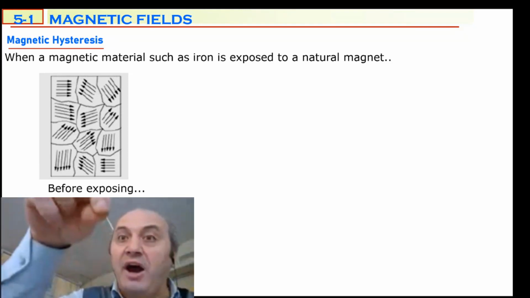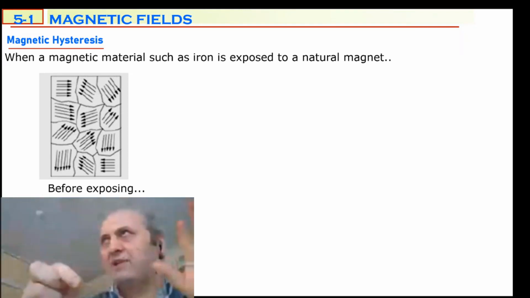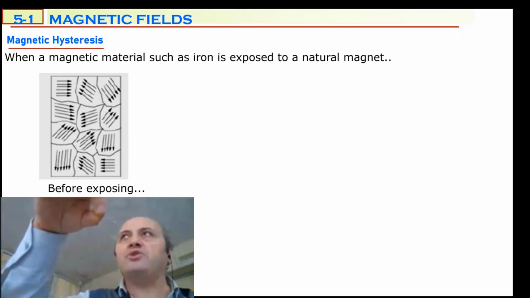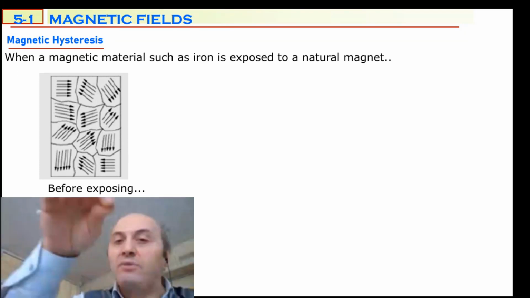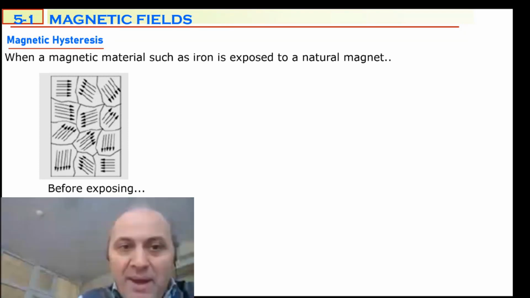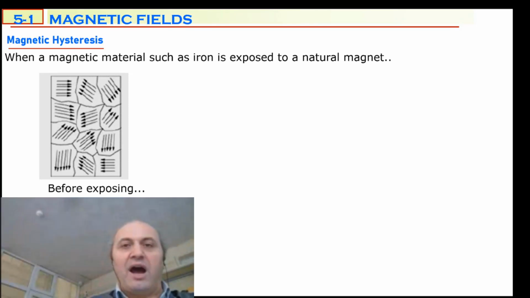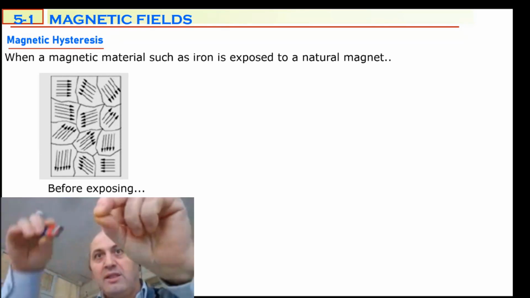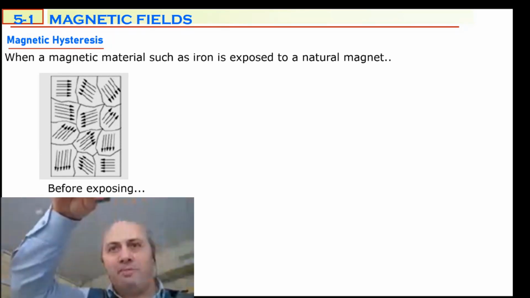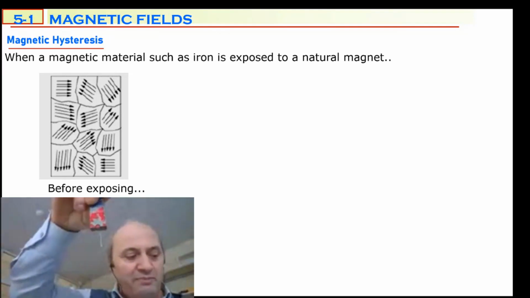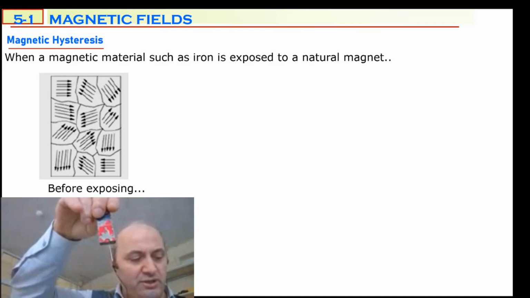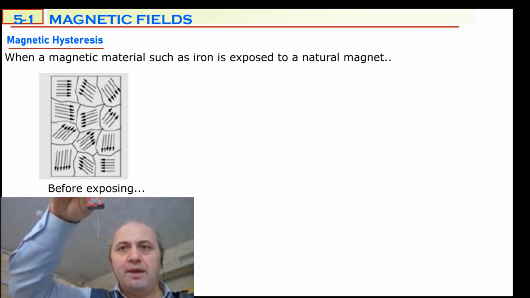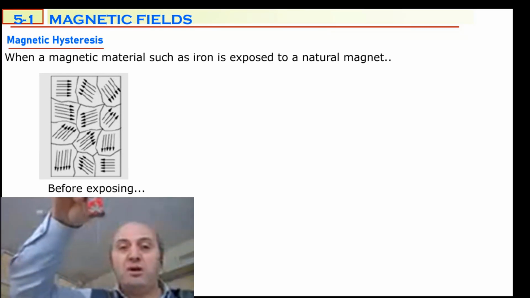Iron is a magnetic material. A magnetic material doesn't mean a magnet. Magnetic materials are iron, cobalt, nickel, which can be magnetized. Now I will magnetize this iron. When a magnetic material such as iron is exposed to a natural magnet, I have a natural magnet in my hand. I have a pin in my hand. Now I will expose this pin to a natural magnet. Now this pin will attract another pin. Now watch it. I am going to bring another pin. You see that? These two pins attract each other. Why?